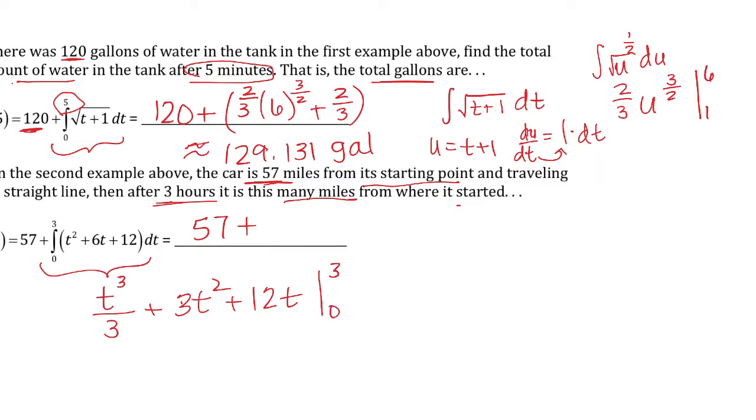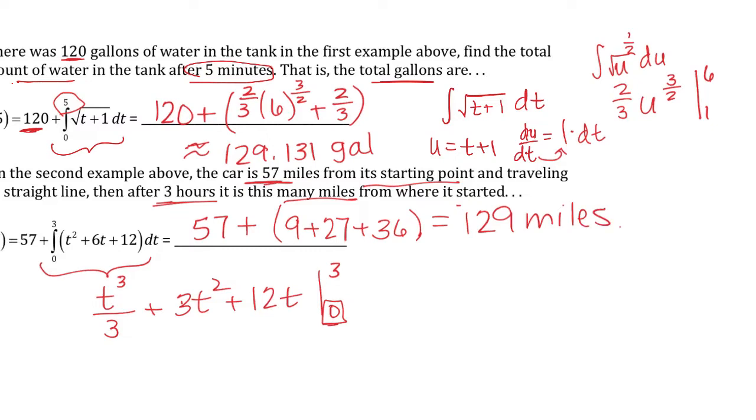And so we would have 27 plus, and then we're going to sub in 3. So that first one's going to give us 9 plus 27 plus 36. And then minus our bottom endpoint with that 0. So that's just going to give us 0. So when we add all that up, we should get 129 miles. So this is a great application for our antiderivative. We're looking at those accumulation functions.